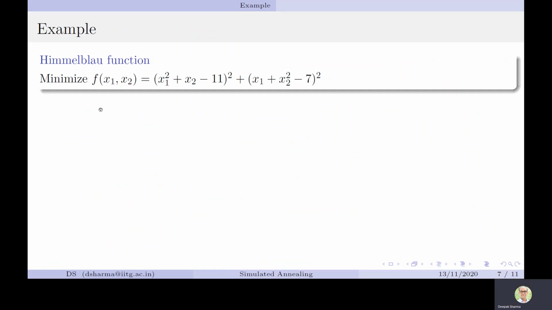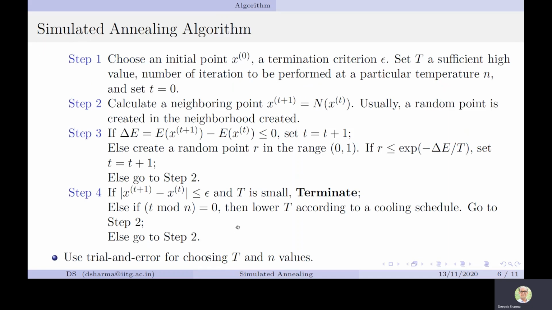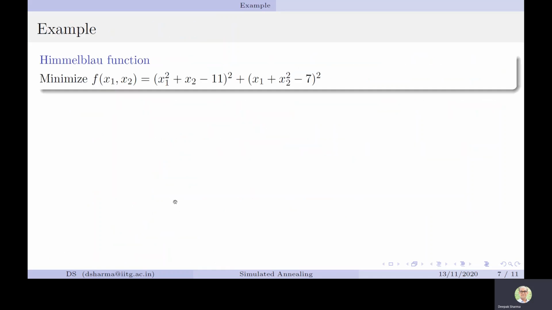Now let us solve a problem which is called the Himmelblau function. Before I start, let me just tell you one more thing. In step number 4, if you read this condition, else if t mod n equals 0, if the t count, which is starting with 0, is not equal to the number of iterations, this means that we are going to step 2. So as you can see, there is one loop for the capital T, and there is another loop for the iteration counter t, which we are doing at a particular temperature T. So that's why there are 2 for loops that we can understand from the algorithm.